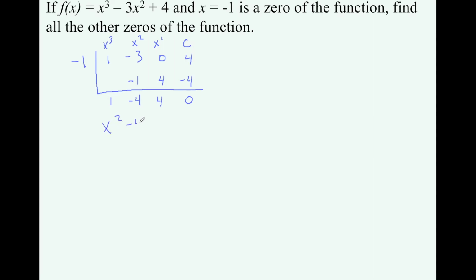x squared minus 4x plus 4, factor. Solutions. So my solutions are x is equal to -1 and x is equal to 2. X equals 2 happens 2 times.